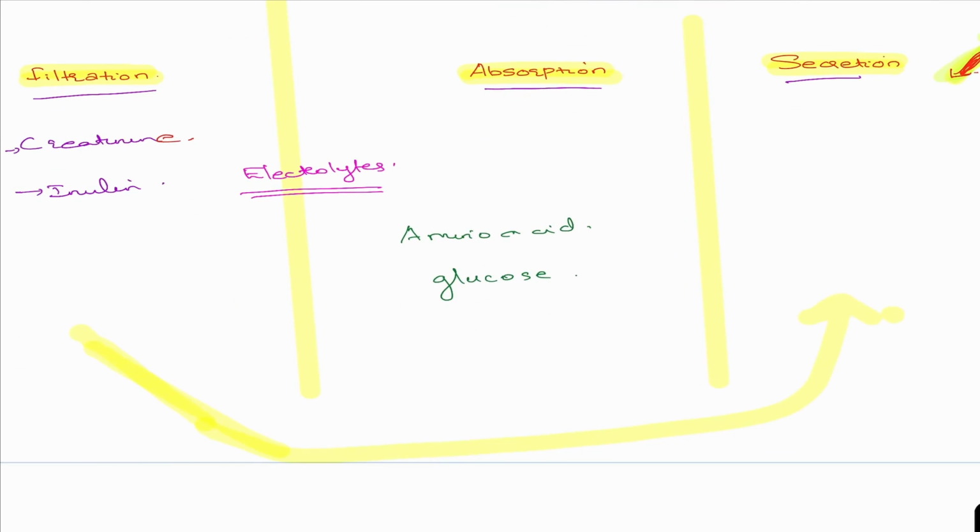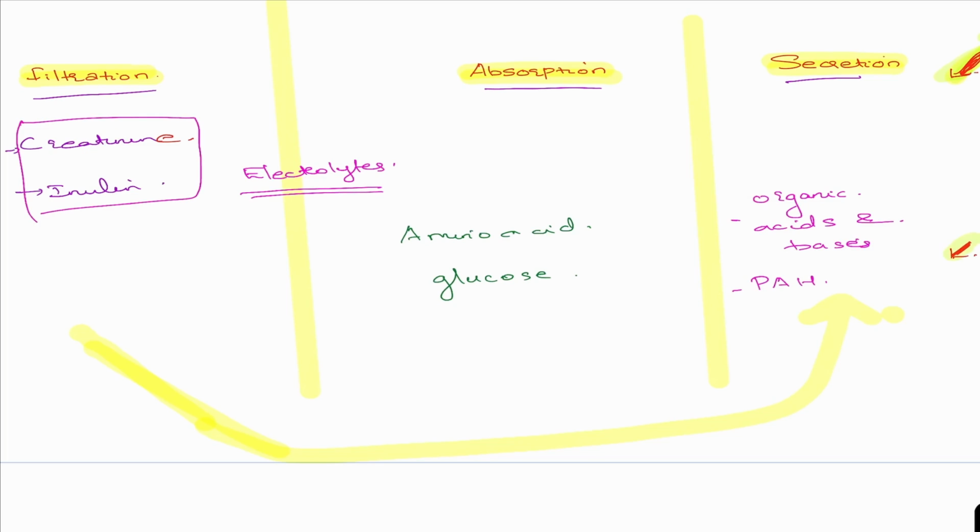So it's like the last two columns. And what are the substances which have this role? That is organic acids and bases, definitely. And another very important molecule, which is PAH. Now three substances which you have to note here are creatinine, inulin and para-aminohippuric acid.